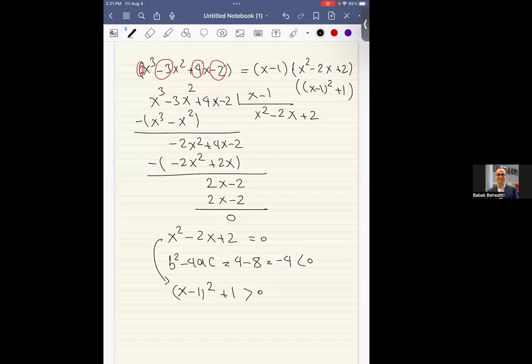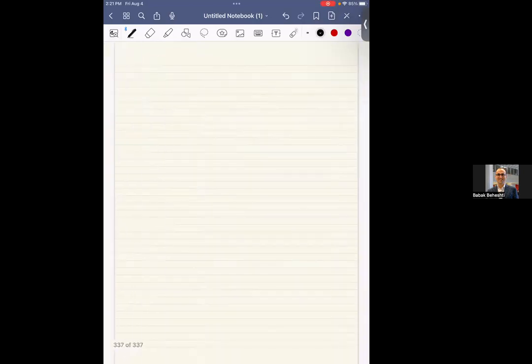So the bottom line is there are no roots for this expression. So the bottom line is x cubed minus 3x squared plus 4x minus 2 equals x minus 1 times x squared minus 2x plus 2. And the second factor, which is a quadratic, has no roots. This is important because whenever a quadratic has no roots, it's either always positive or always negative.